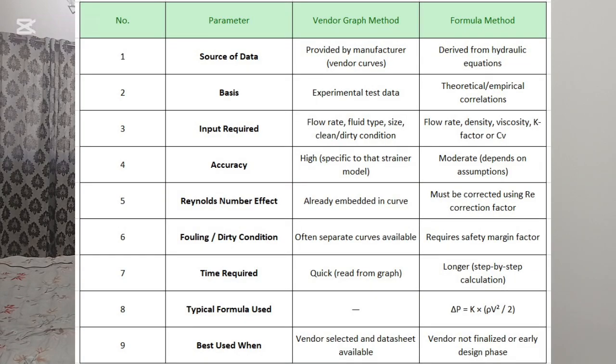You can see on screen the comparison table between these two methods, the vendor graph method and the formula method, for better understanding. It is a common saying in engineering that in the early stage the formula guides you, but in the final stage vendor data protects you.